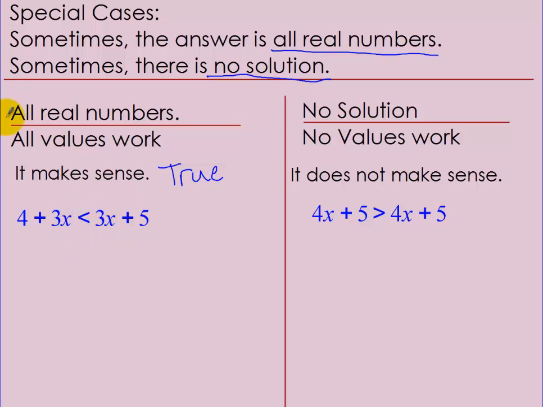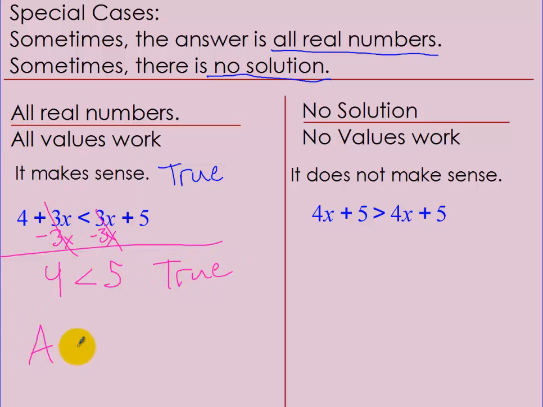So let's take this case. 4 plus 3x is less than 3x plus 5. I don't like x's on both sides, so I subtract 3x on both sides. What happens is those 3x's eliminate, and I'm just left with 4 is less than 5. This is true. So the answer is all real numbers, and I abbreviate that ARN. That means it doesn't matter what number you plug in for x, it'll always be true, just because those x's balance each other out.